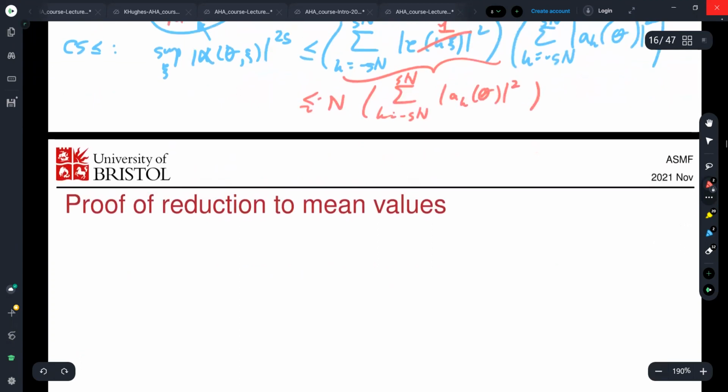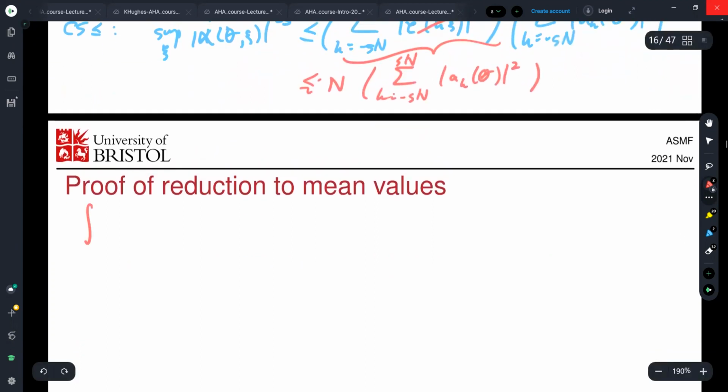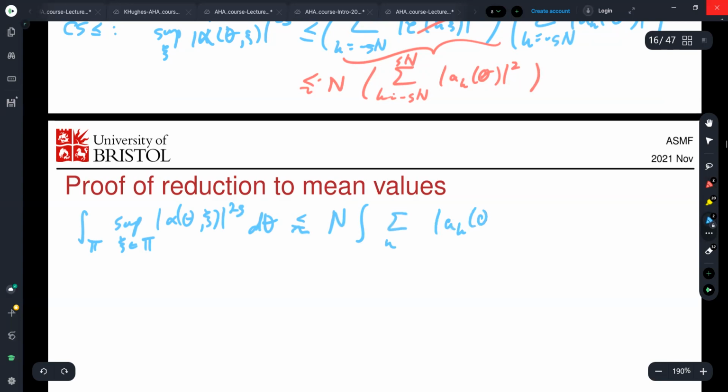When we integrate, so let's now at this point integrate. I actually wanted to bound the integral over the torus in terms of theta, sup over c in the one-dimensional torus, and average over theta. So now we have this is less than or equal to, up to some constants, n times the integral of the sum, but I can Fubinize things, so I can switch the integral and the sum. Sum over h equals minus sn to sn, and the integral over T for theta.